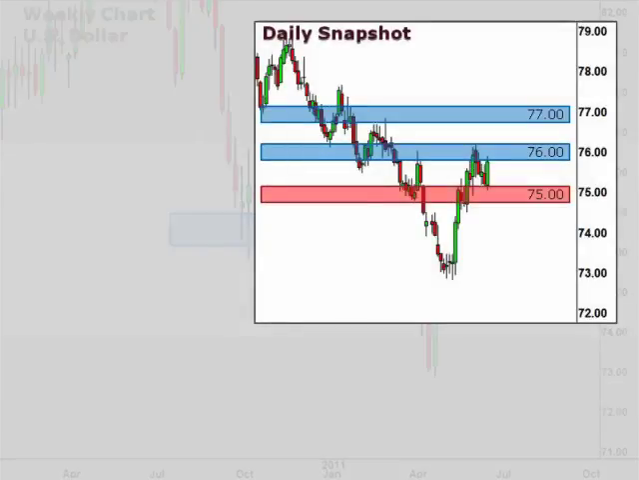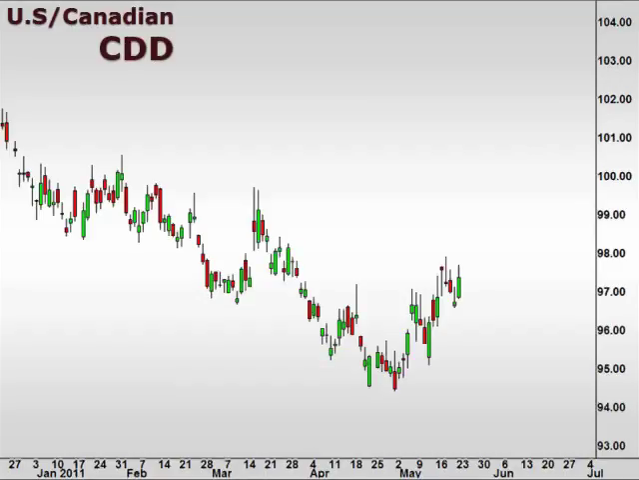Let's take a quick look at a daily snapshot. The daily chart reflects the midweek test of 75 in the bullish reversal candle last Friday, lending credibility to a continuation higher.